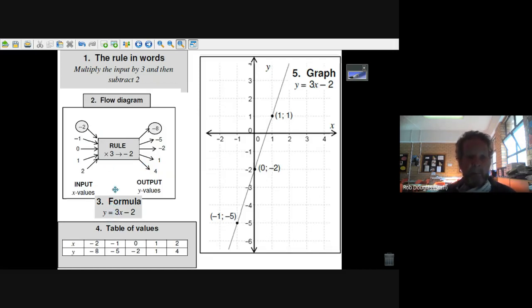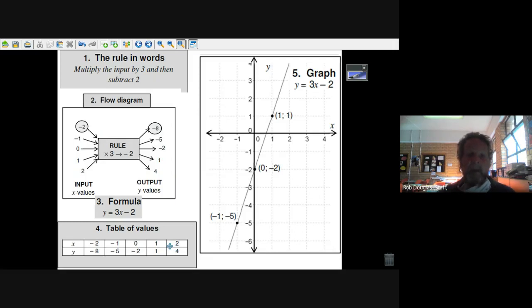We learned how to go from words to a flow diagram to a formula. So 3x minus 2 means you multiply the input, the x value, by 3, and then you subtract 2 to get each y value. Well, you can make a table. You can take these numbers, minus 2, minus 1, 0, and just list them there as x. And then the values that go with them, minus 8, minus 5, minus 2, we can list in a table.